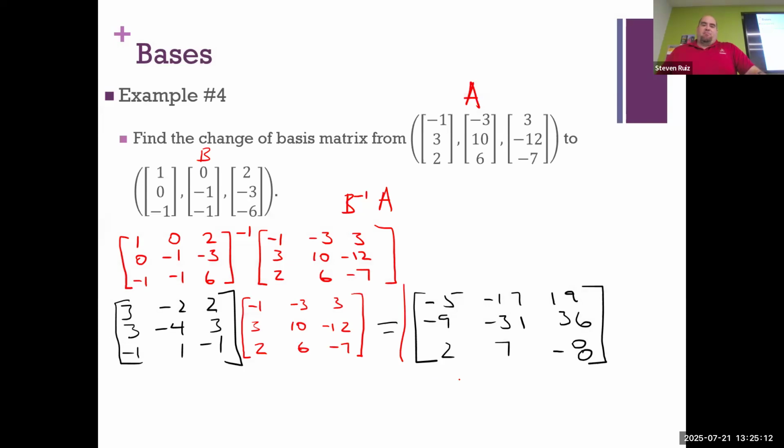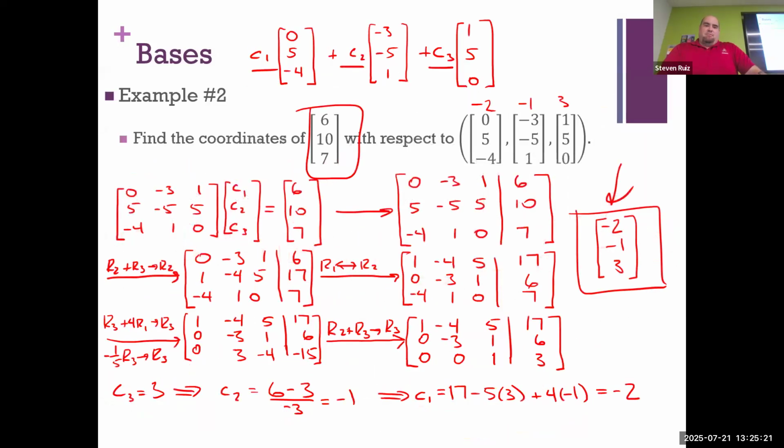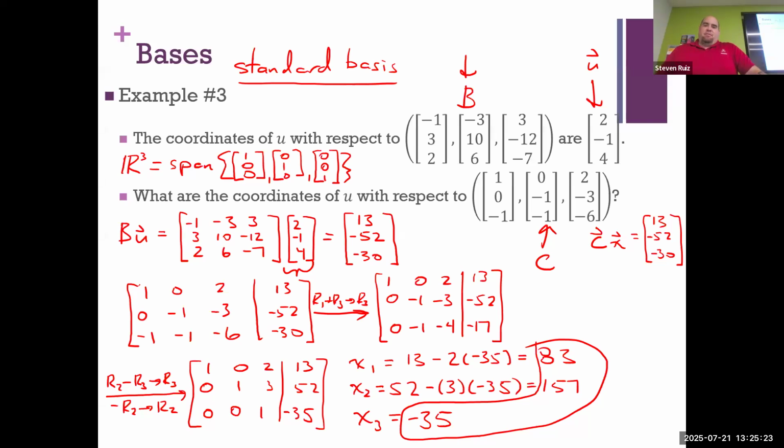So this right here is our change of basis matrix, which means if we go back to our last example, if we multiplied that matrix by this vector u, what should we have come up with? So this vector u is what? What does this represent?